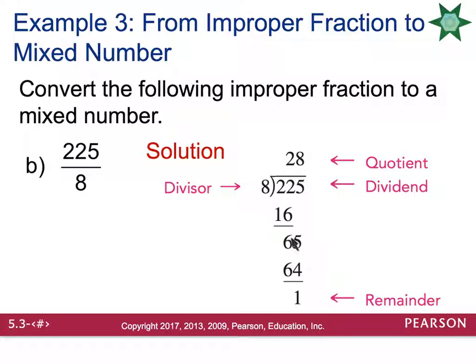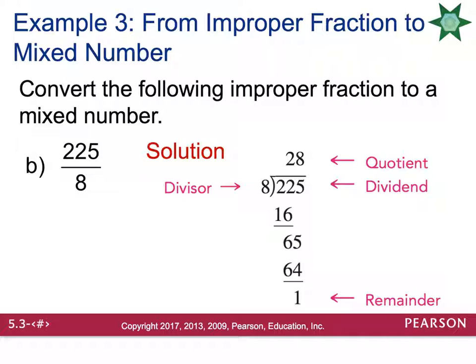Okay, let's look at one that's a little more calculation. 225 divided by 8. When we're dividing, remember long division, first we try to go 8 into the first digit. It doesn't go into 2, right? So now we go to the first 2 digits. Okay, 8 goes into 22. We're going to ignore the 5 for a minute.